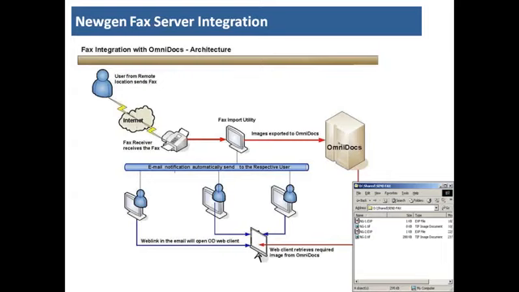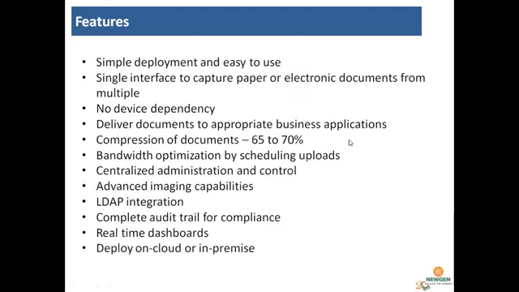Fax server: you can capture the document from faxes, and then the import utility will throw the documents to a centralized archival. Some of the features: this entire document capture service is simple to deploy and easy to use. Single interface to capture paper or electronic documents from multiple sources. No device dependency. Deliver documents to the appropriate business application. Compression of documents is very important. This is an important parameter in terms of storage and also retrieval. If the documents are compressed properly, the retrieval will become very, very fast. 65 to 70% we have achieved.